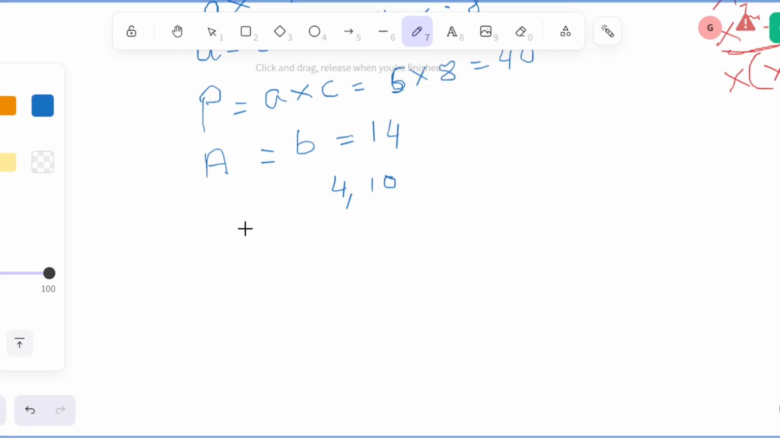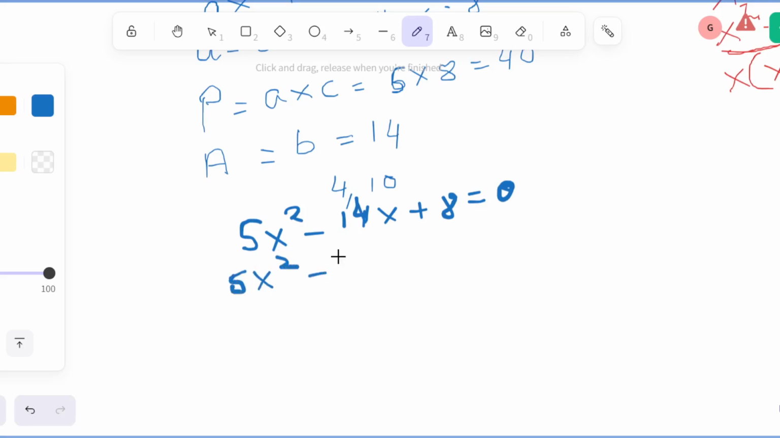5x square minus 14x plus 8 equal to 0. Yeah, that's the question. So what we'll do? We'll split the middle term.